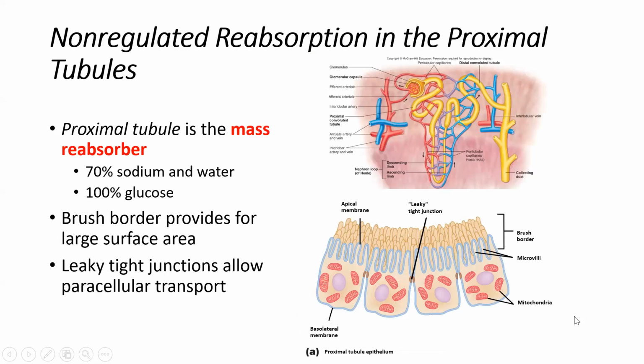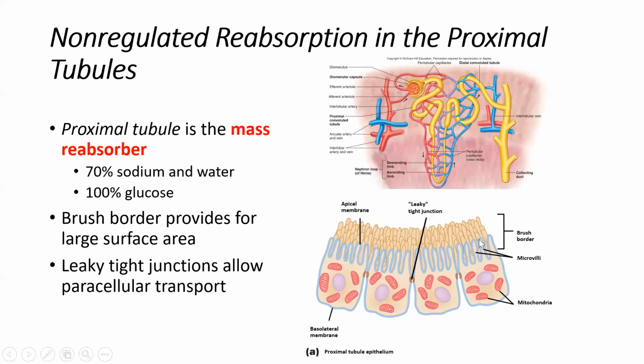So let's talk about the proximal tubule and how reabsorption happens here. So we know that this is the mass reabsorber, and 70% of the sodium and water is reabsorbed here, and 100% of the glucose is reabsorbed here as well. Now the cells of the proximal tubule look very different to the cells of the other parts of the tubule. They have certain modifications that let us know that they are adapted for reabsorption. The first one is called the brush border.